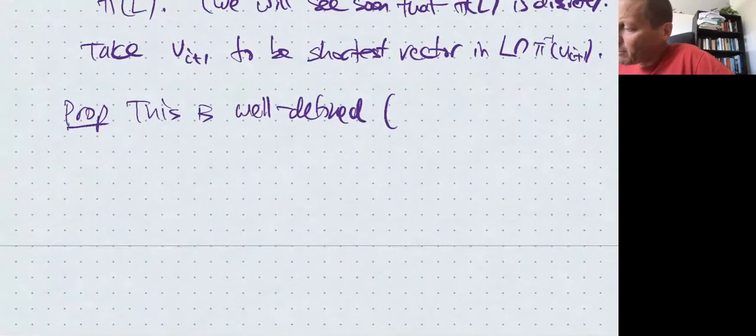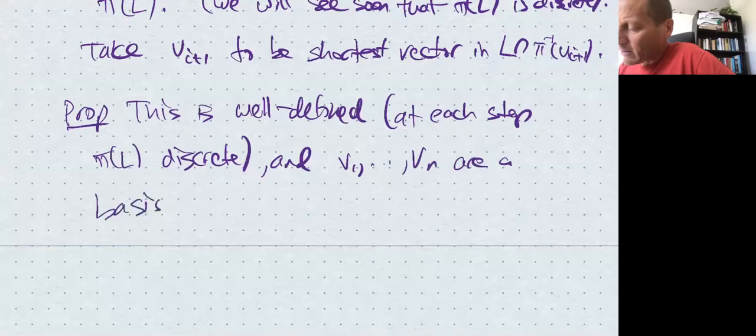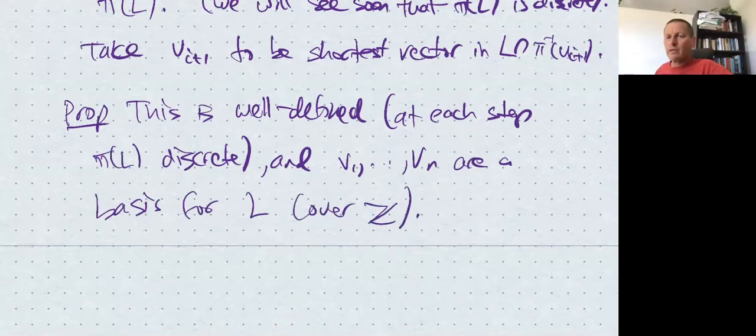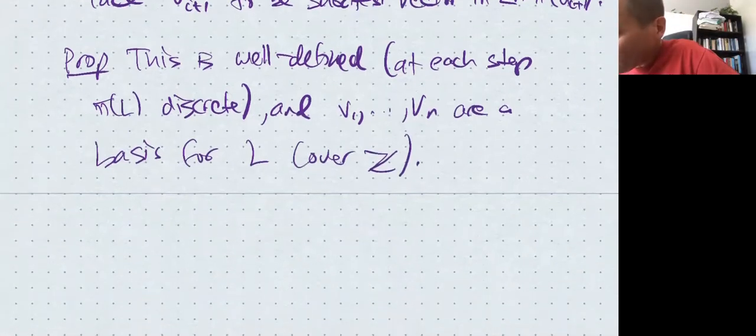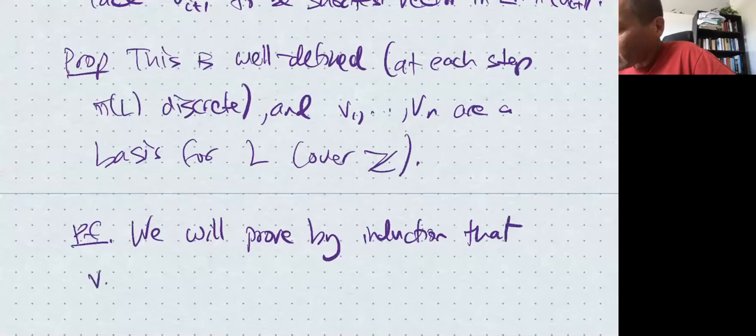So well-defined means that at each step, pi of L is discrete, and the Vi's here up to the end are a basis over Z. That's what Korkin and Zolotarev proved, by induction, that V1 up to Vi are primitive.